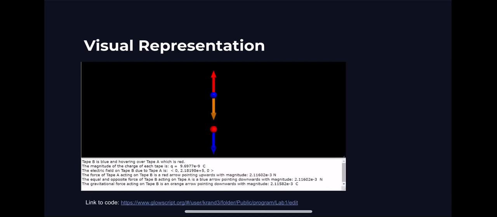After concluding the lab, I was able to create a visual representation of the system through my GlowScript code. Tape B is represented by the blue particle and is hovering over tape A, the red particle. The red arrow represents the electric force acting on tape B, and the orange arrow represents the gravitational force acting on tape B. The values I calculated previously are calculated correctly in the program and included in the output. I chose to also include a blue arrow representing the electric force acting on tape A as well, as we know that this force is equal and opposite to the electric force on tape B due to Newton's third law. You can see that the arrows are all equal in size. This is consistent with my calculations and helps to reinforce that this model is accurate.